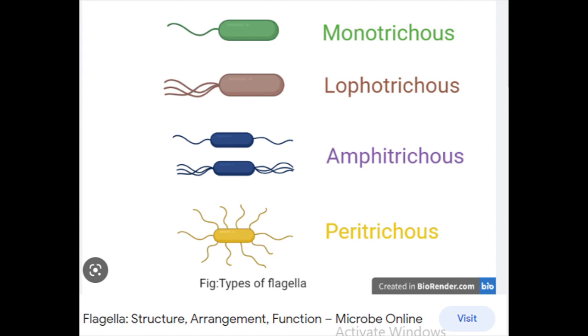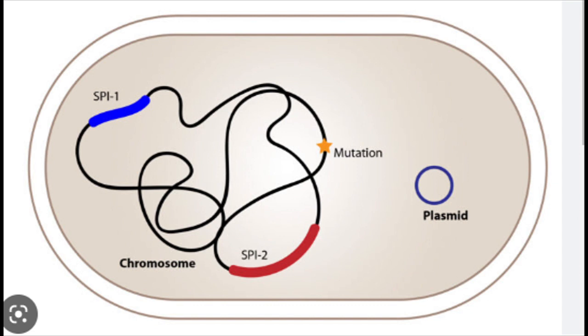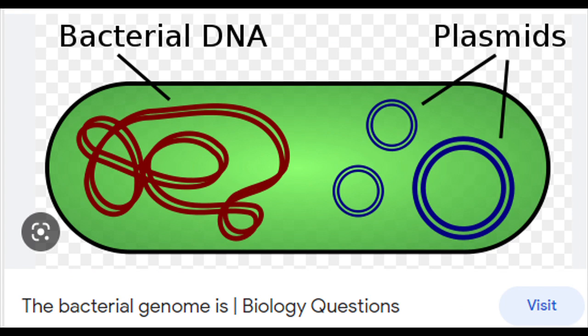Amphitrichous: amphi is from the word amphibian. Amphibians can live in water and they can live on land, so they can live on both water and land. In the same vein, amphitrichous flagellation means the flagella are present on this side and on that side, on both sides, as you have in amphibians. They can live on both water and land.